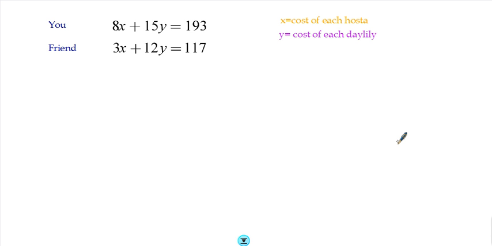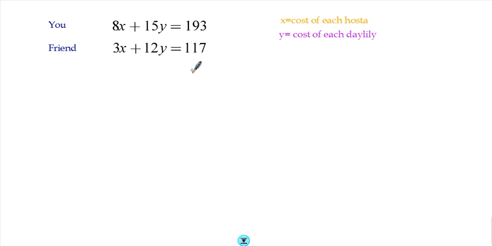Now let's remember our first step in the elimination method. And again, you may refer back to your notes. First is to align terms. You need to align them. And as you can see, it's already aligned. X's are lined up together. Y's are lined up together. Constants are lined up together. Perfect. Step 1 is done.